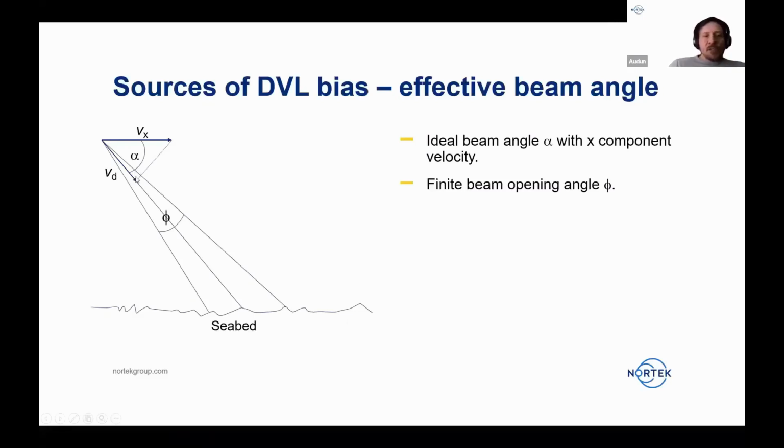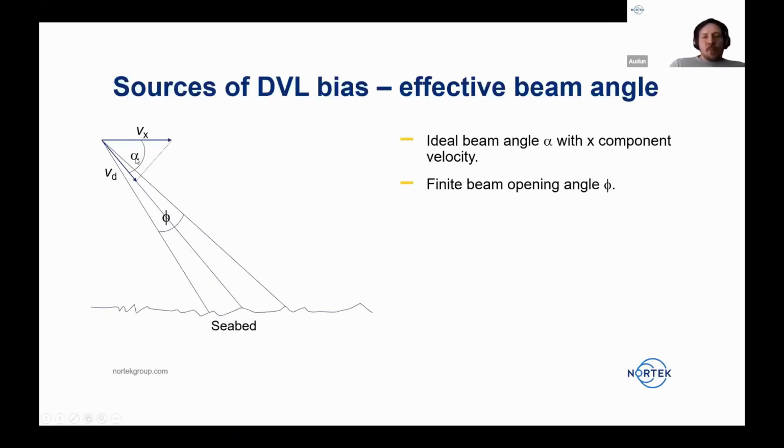Now, I drew this initially as kind of like a laser beam line here, but in reality, of course, it has a finite opening angle like this. So I'm shooting this over a spread of the bottom here, a large contribution from the seabed. Now, it's not too obvious here what the effective beam angle is anymore, right? Is it necessarily the center here?